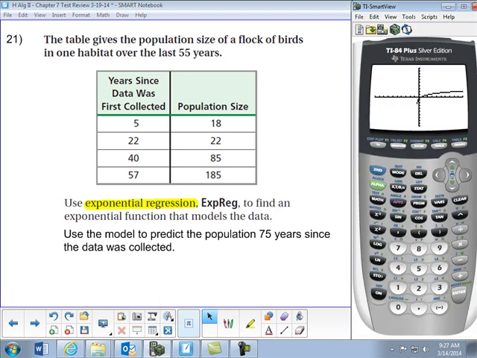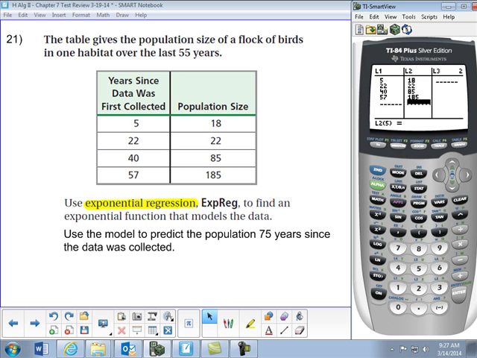So, calculator, stat, edit, clear your lists. So stat, edit, clear your lists. And then enter your data. So we have 5, 22, 40, 57. Over here we have 18, 22, 85, 185. Double check I got everything entered right. 5, 22, 40, 57, okay, 18, 22, 85, 185.